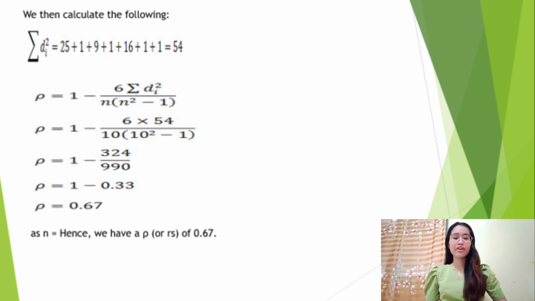We then calculate the following. D squared equals 25 plus 1 plus 9 plus 1 plus 16 plus 1 plus 1 equals 54. We then substitute this into the main equation with the other information as follows. P equals 1 minus 6 times 54 divided by 10 times 10 squared minus 1. P equals 1 minus 324 divided by 990. P equals 1 minus 0.33, so P equals 0.67, hence we have an RS of 0.67.